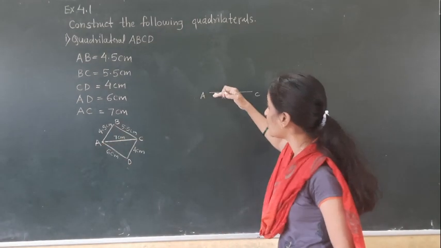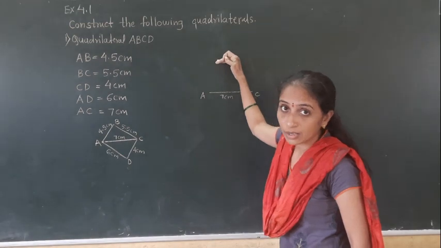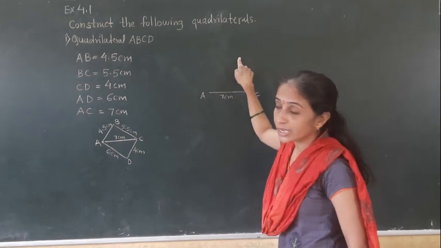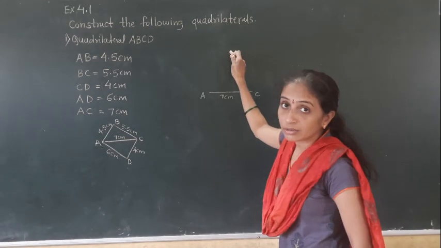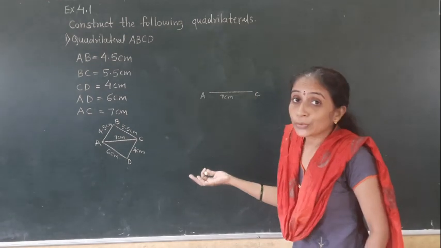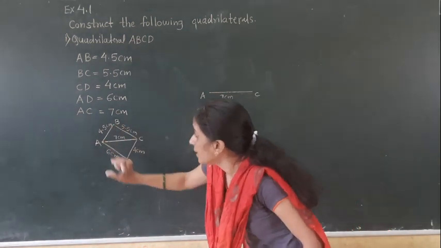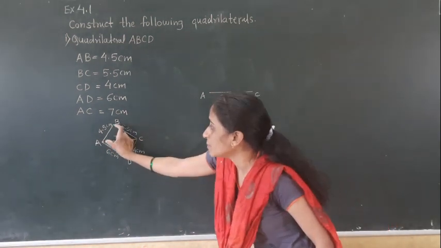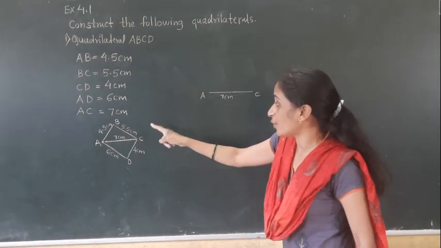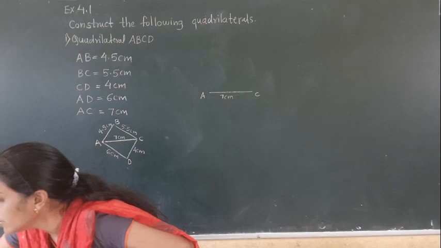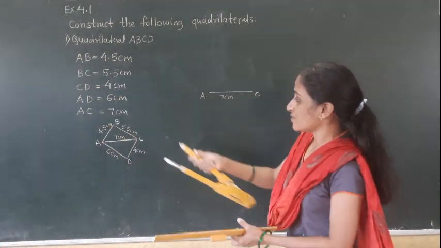Point B will come above this line. So somewhere here it will come. I don't know exactly where it is. We'll see now. AB. What is the measurement of AB? It is given 4.5 centimeter.